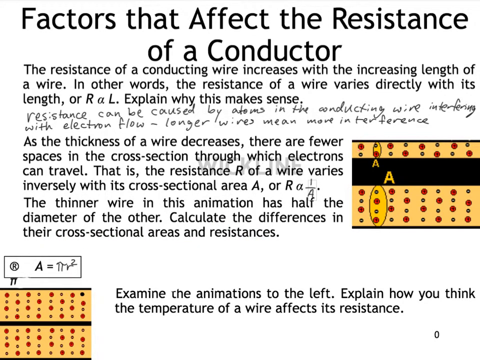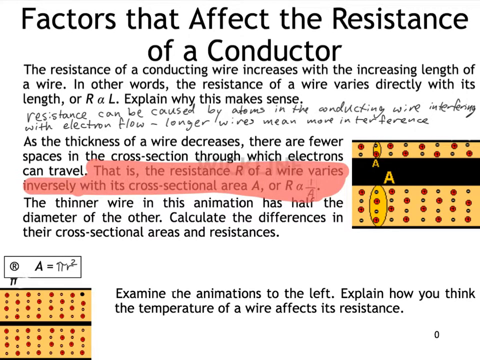So the prompt down here says that we need to calculate the difference in the cross-sectional areas and resistances of the two wires, assuming that the thinner wire has half the diameter of the other. So resistance of a wire varies inversely with cross-sectional area, or more specifically, I guess we could say that resistance is directly proportional to the ratio 1 over A. So I'm going to start there.